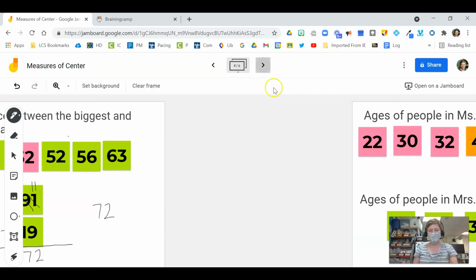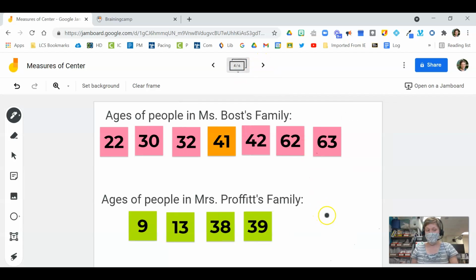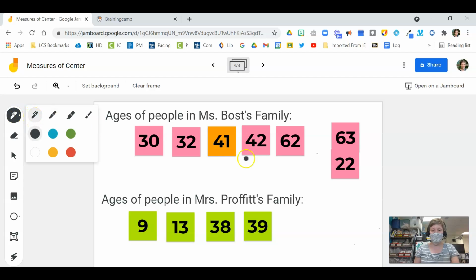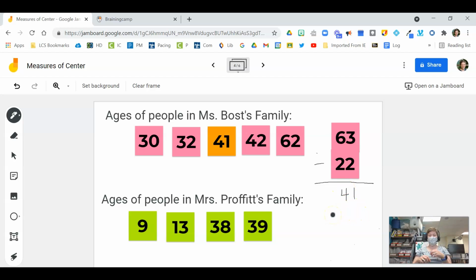Cool. All right, so let's try it with our ages of people in the family. Here's Miss Boss's family again, and remember the oldest person in her family is 63, and the youngest person in her family is 22. So I'm going to set them up like a subtraction problem and find the difference between the biggest and the smallest, and when I subtract, I get 41. So the range of her family is 41. The oldest person and the youngest person are 41 years apart.